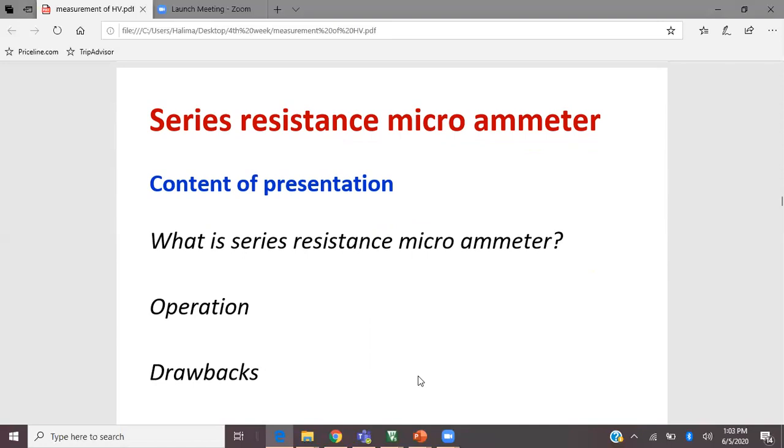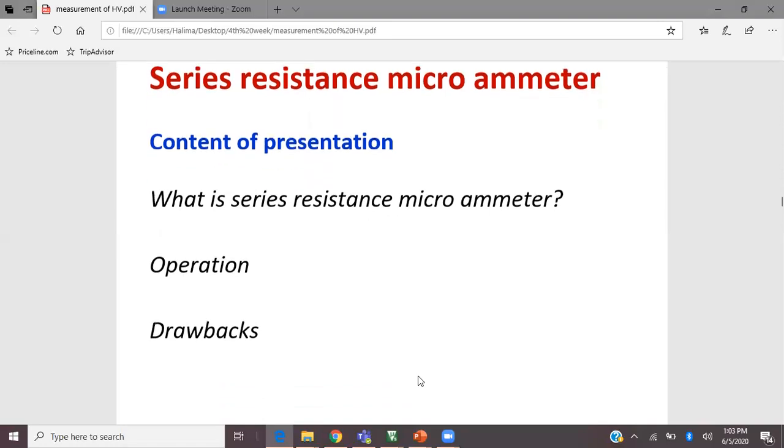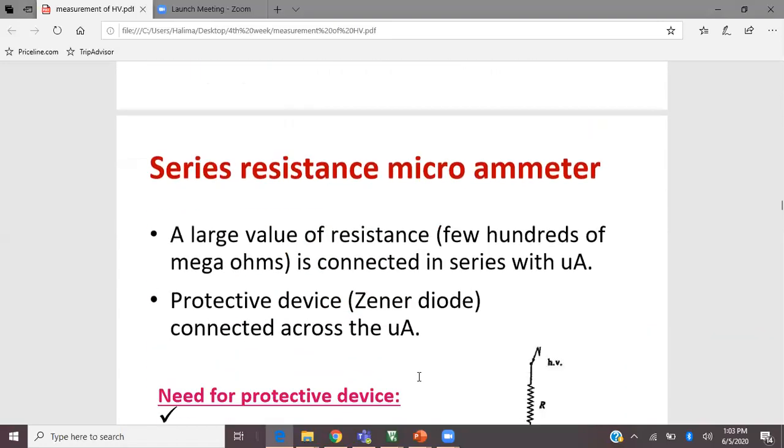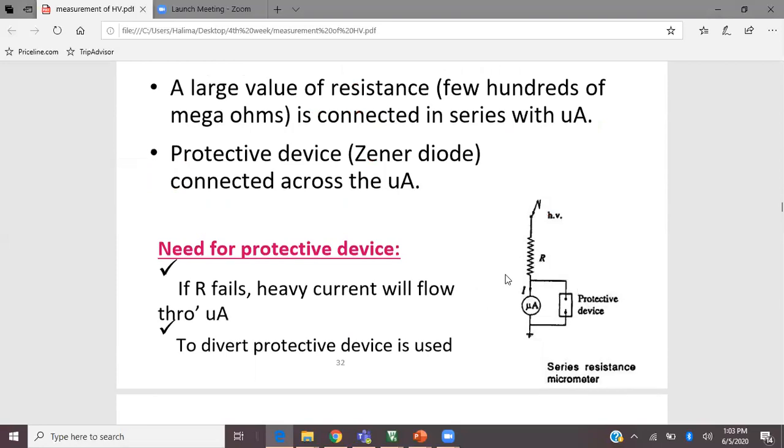As the name suggests, in the series resistance microammeter, a large value of resistance is connected in series with the microammeter. And as I mentioned before, in parallel we also use a protective device, just like this. Here is your high voltage, this is the resistance, this is the microampere passing, and here we are using some parallel device, and normally we use a zener diode.